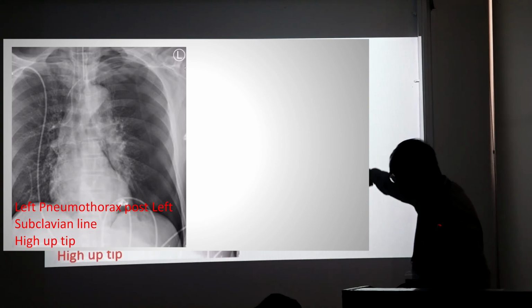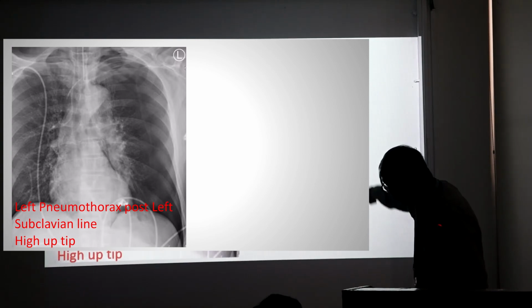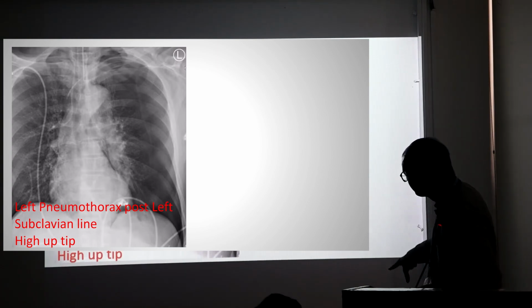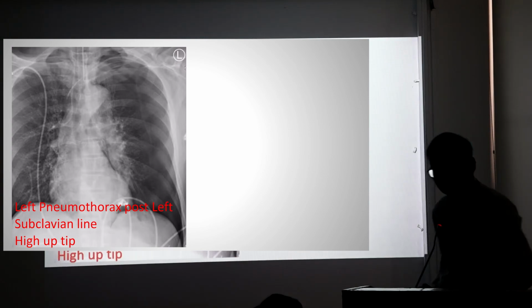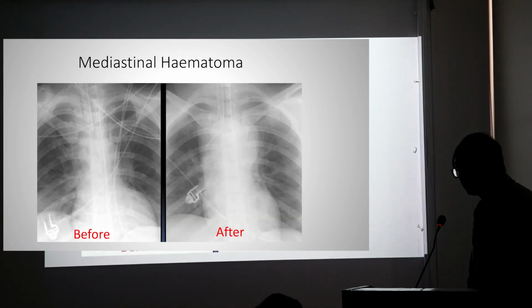So we can see a very important sign, which I'll be discussing anyway later. So there's a deep sulcus. If you compare the costophrenic angle on the left side, there's a deep sulcus and there are no lung markings on the left side compared to the right side. So there's definitely a pneumothorax. It should not be ignored. We have to go ahead with the chest tube immediately.